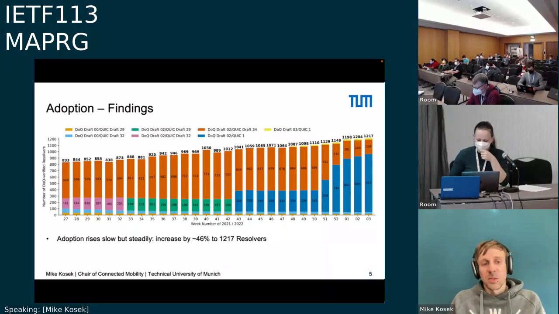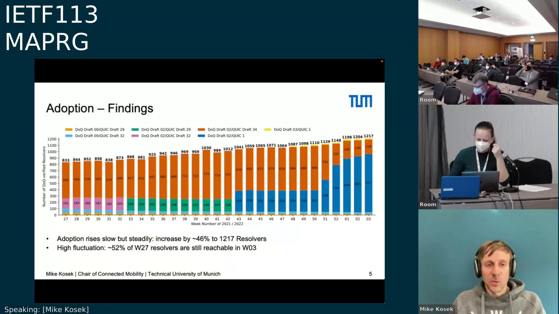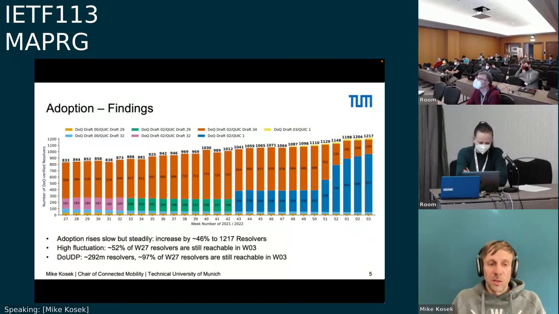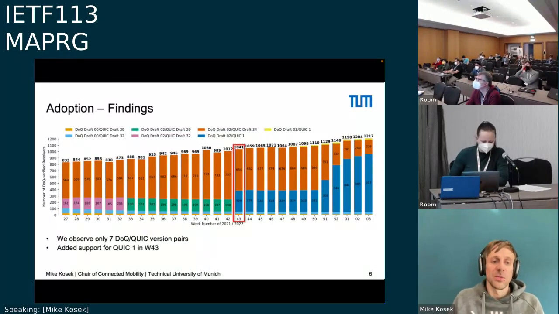We see that the adoption rises slowly but steadily. From the first week of our measurement to the final week, we see an increase of around 46% to 1,217 resolvers. But we also see a high fluctuation. Only 52% of the resolvers which were available in the first week are still reachable in the last week. If we compare this to DNS over UDP, around 97% are still reachable in the last week. Also, we only observe 7 pairs of DNS over QUIC as well as QUIC version. It's important to note that we added support for QUIC version 1 in week 43 only, so the ones with QUIC version 1 are highlighted here in the dark blue bars.